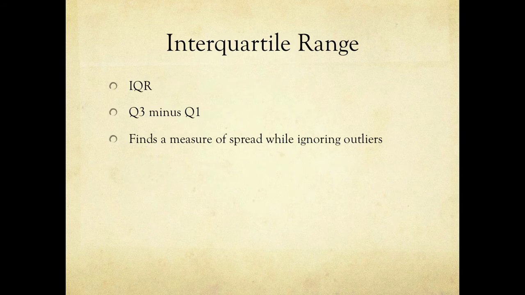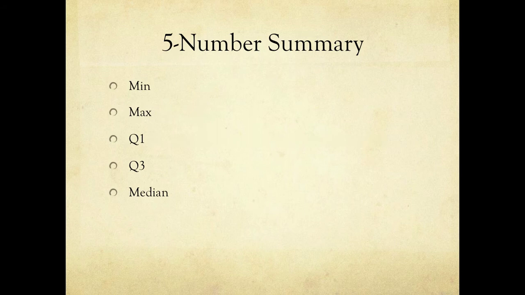Interquartile range is one of your measures of spread, of how spread out the data is. And the interquartile range is, once you find your quartiles, you're going to take your Q3 and you're going to subtract your Q1. The nice thing about an interquartile range is it's one representation of a measure of spread that ignores the outliers, because it's going to cut off those end pieces, the outliers, and tell you the spread of the middle 50% of your data.